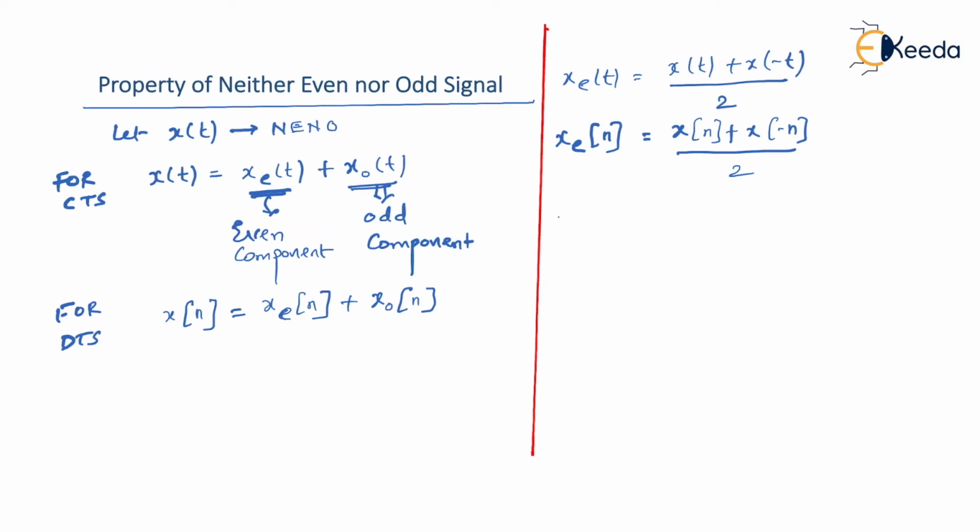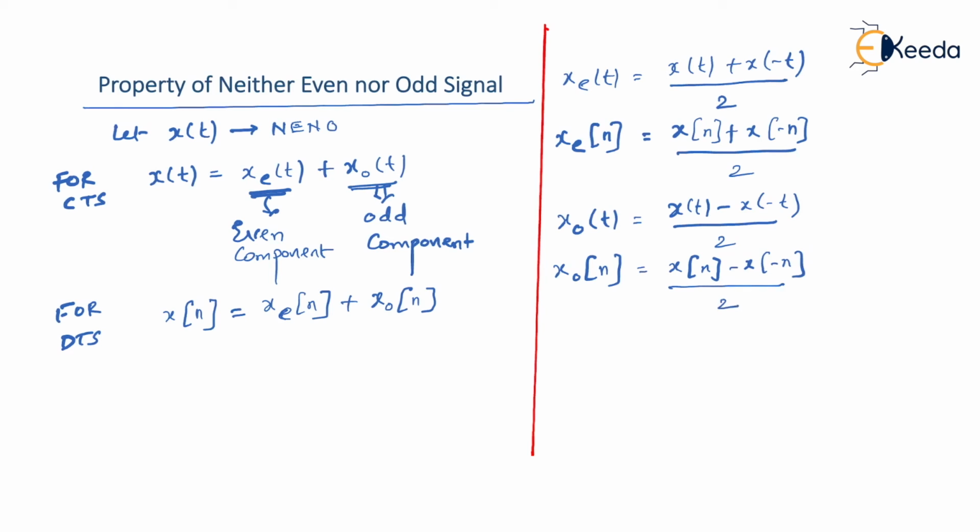If you want the odd component, you just do subtraction and the whole formula remains the same. The odd component of x of t is x of t minus x of minus t, whole divided by 2, and the odd component of discrete time signal x of n is x of n minus x of minus n, whole divided by 2. If you apply these formulas, you will be able to calculate the even component and odd component of a given x of t.